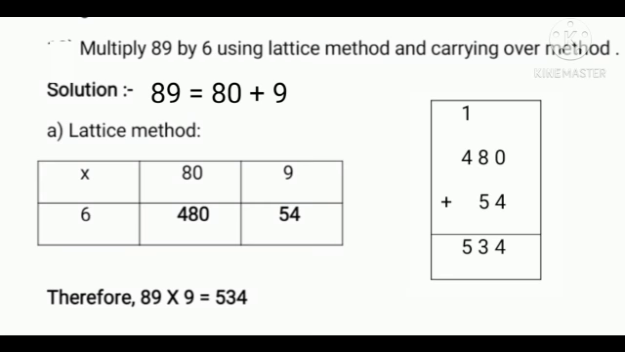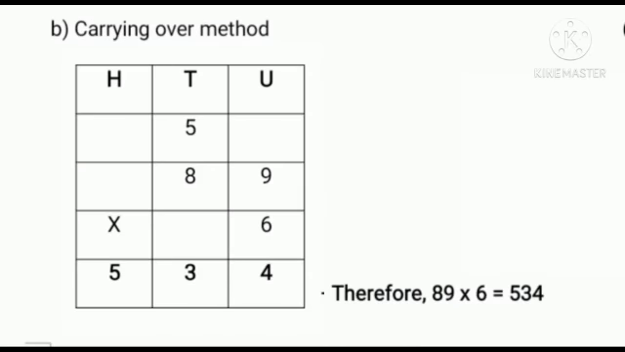480 plus 54. So starting from units place, 0 plus 4 is 4. 8 plus 5 is 13. 3 we will write below and 1 will carry over. 4 plus 1 is 5. Therefore, 89 multiplied by 6 is 534.